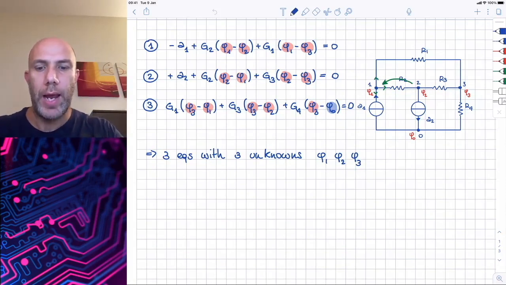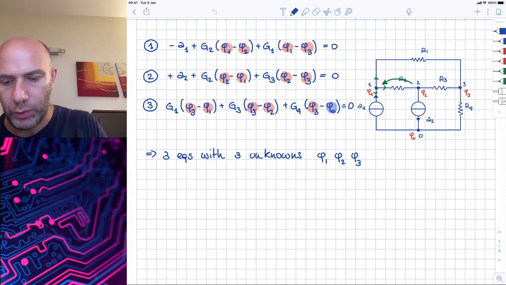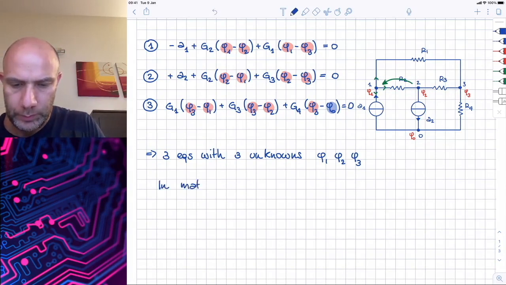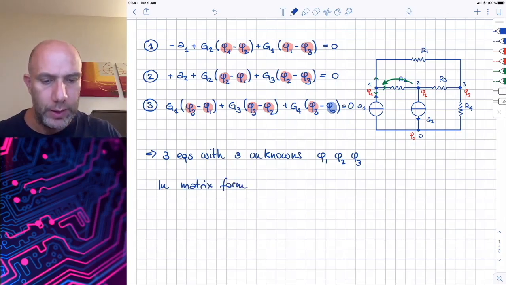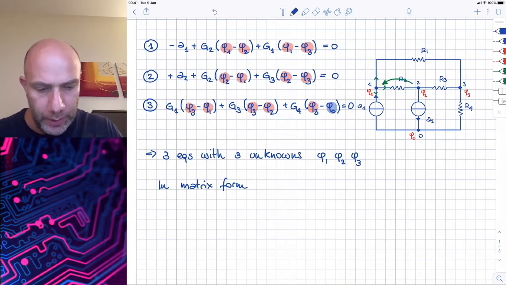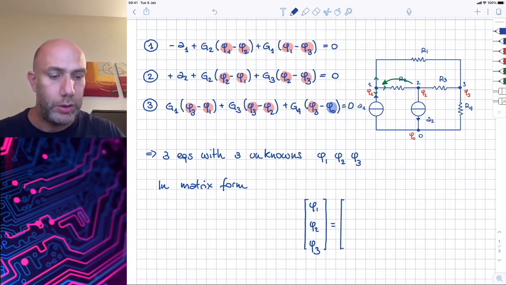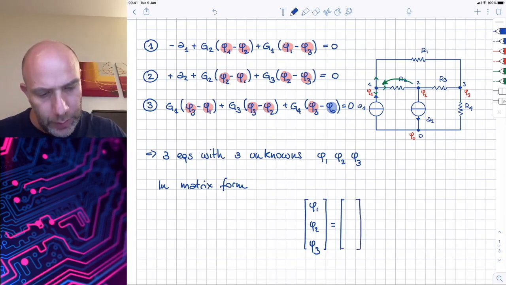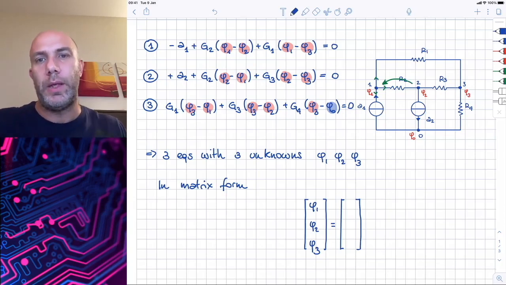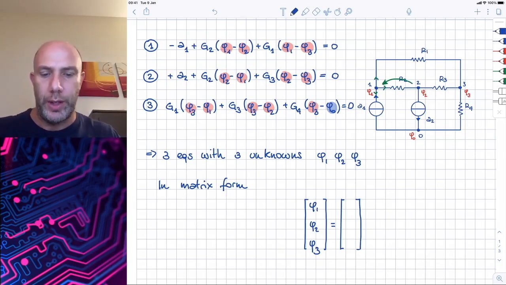Now let's rewrite these equations in matrix form. What we want to get is a matrix that multiplies the unknown vector having phi 1, phi 2, and phi 3 as unknowns. And at the right-hand side, we will have the known terms, that is, the terms that contain the sources of the problem, in our case, the values of the generators.